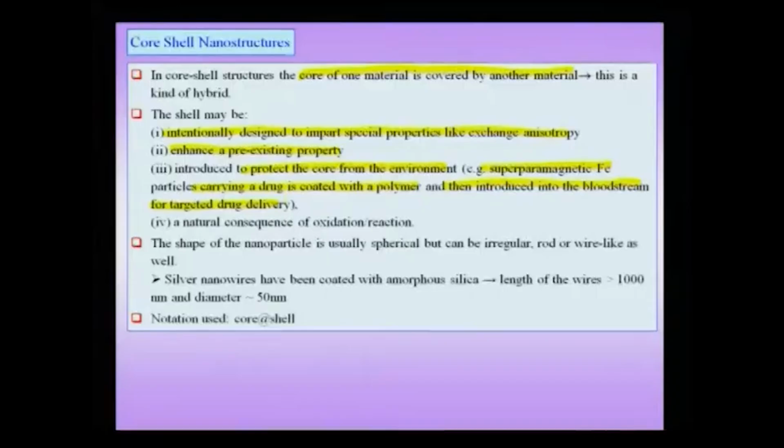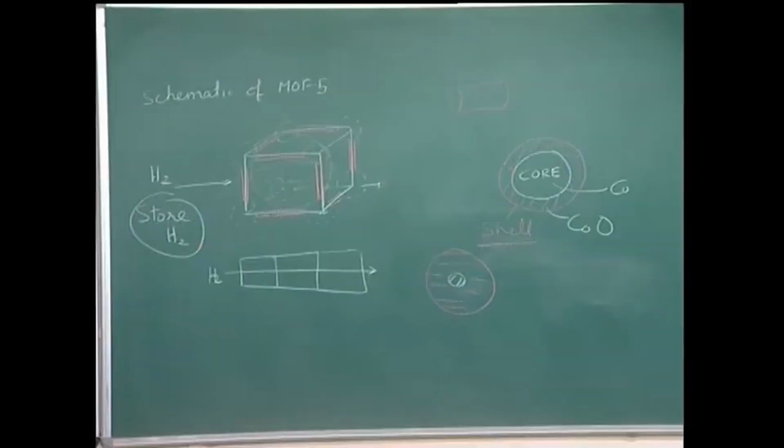This could also arise from an unintentional process, like a natural consequence of oxidation or reaction, as we saw in the case of cobalt oxide over cobalt if you leave the cobalt particle outside. But nevertheless, once this combination of the shell over the core has been achieved, typically we expect that certain additional beneficial properties come from this core shell structure, which makes it useful to synthesize this kind of structure.